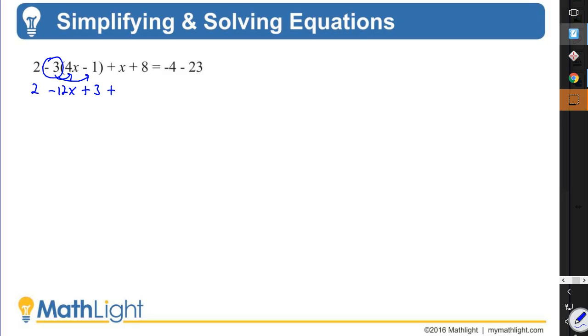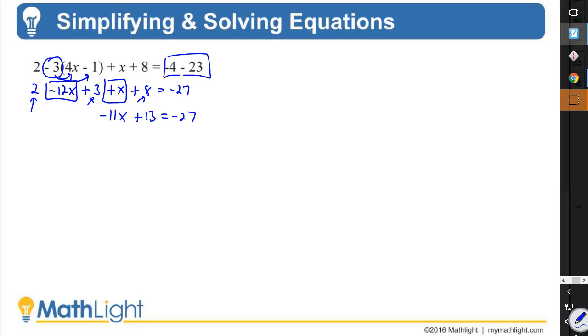2 is still there, plus x, plus 8 equals, we can go ahead and add the stuff on the right hand side, right? 4 negatives and 23 more negatives is a total of 27 negatives. Now let's take care of like terms on the left hand side. So I have a -12 of the x's and a +1 of the x's, grand total -11x, right? Now let's go ahead and add our numbers. 2 and 3 is 5, and 8 is 13.